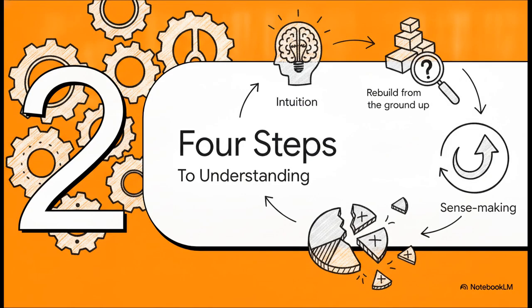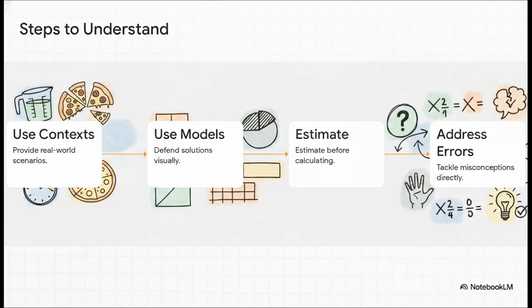Moving right along to Section 2, 4 steps to understanding. To fix these common errors, researchers like Siegler suggest a very specific 4-step sequence. Think of this as your ultimate sense-making toolkit that takes abstract symbols and turns them into logical, tangible concepts.